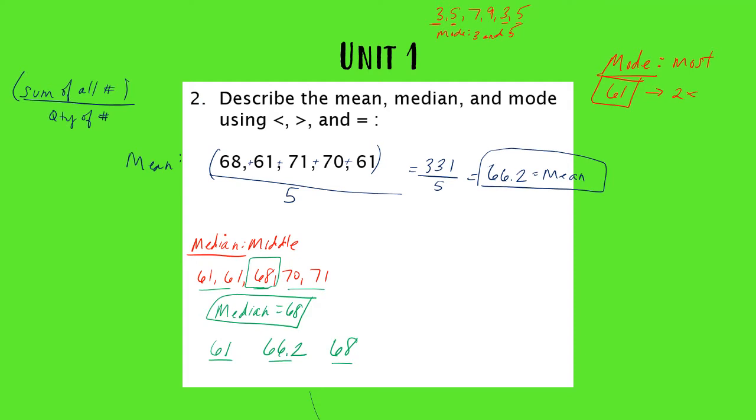And now what I'm going to do is I'm just going to label them. So 61 was the mode, which means the mode is the smallest number. That's smaller than, less than. 66.2, which was my mean, which is less than my median. So all you have to do is put them in order from least to greatest and then name them. So my answer would be mode is less than mean, which is less than your median.